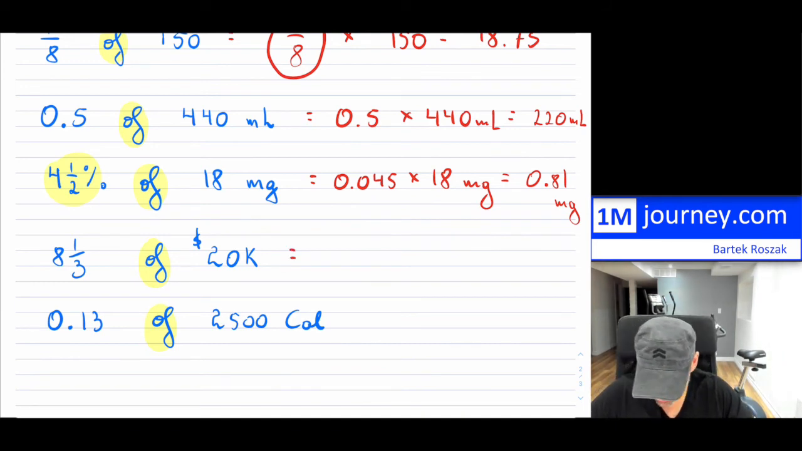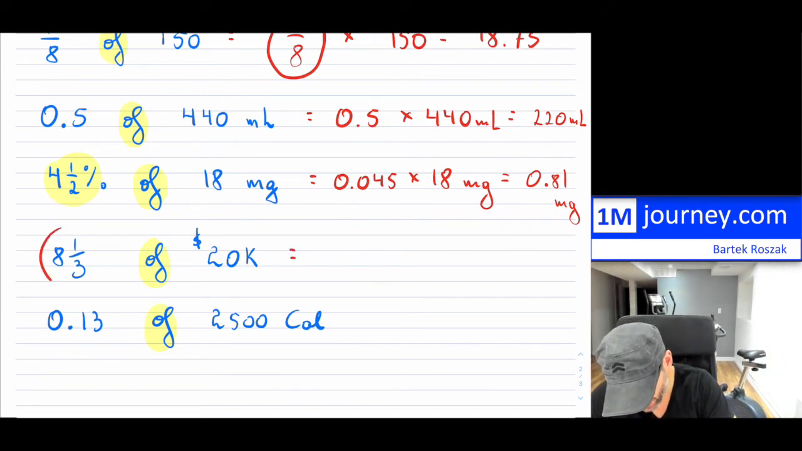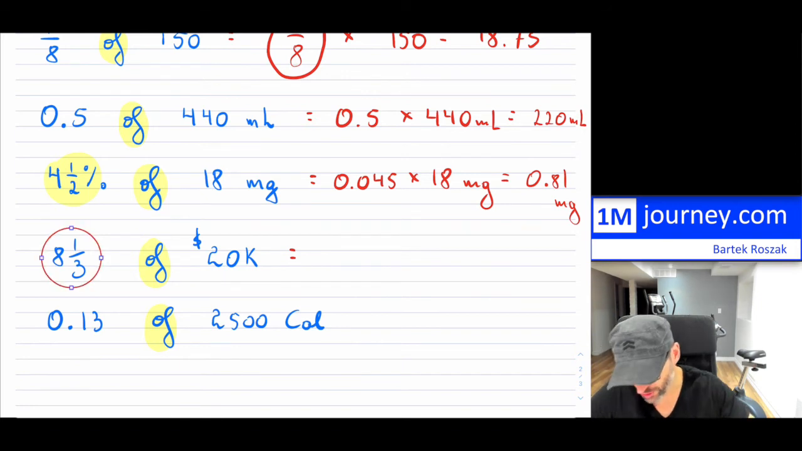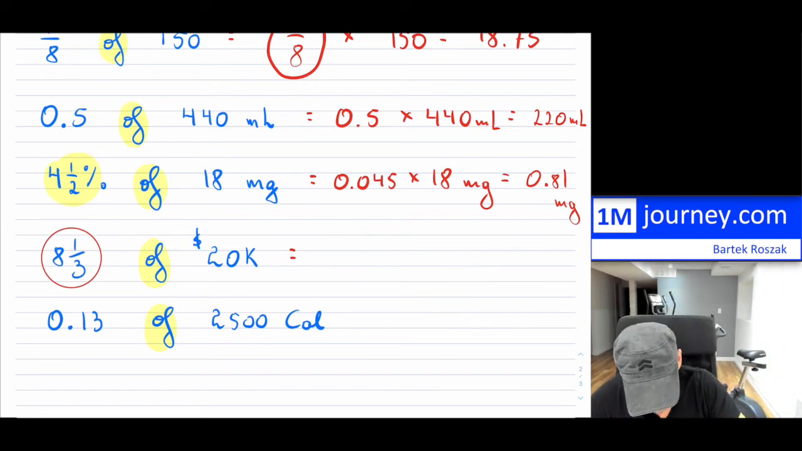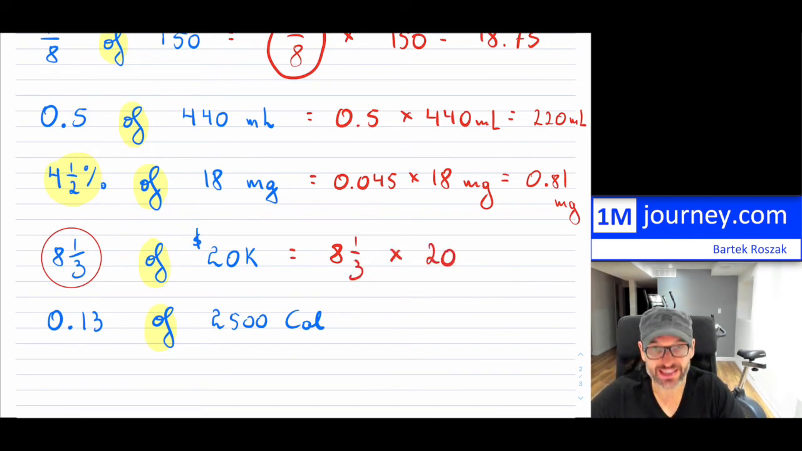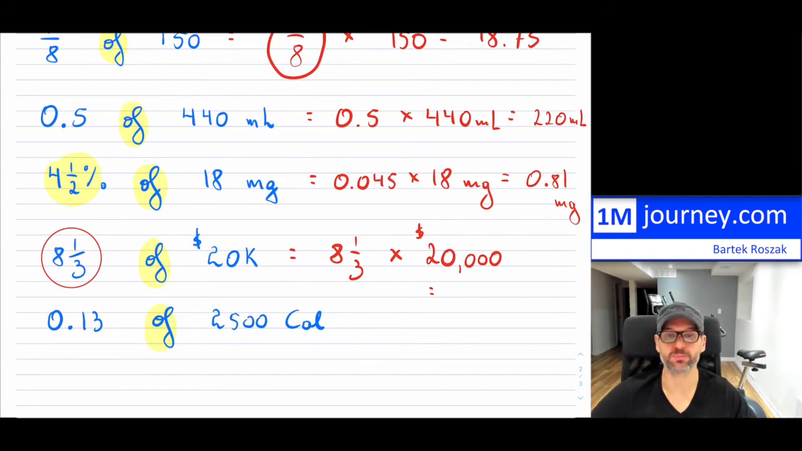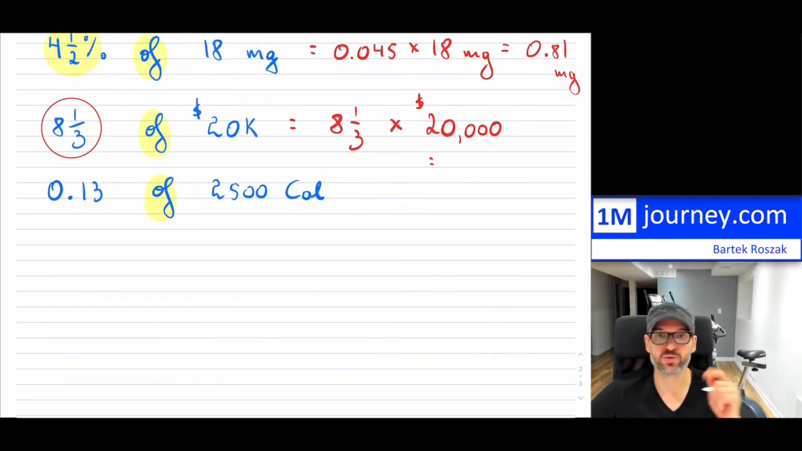Here's the next one. Now, this one is a little tricky. Notice this is not a percent. This is already a number. Yes, it can be bigger than 1. So this basically means 8 1/3 times the 20,000. It's not a percent, so I'm going to just keep it, times this 20K, which means 20,000. You can write it out like that if you want. And what does this equal? So how do I input this in? This one is tricky.